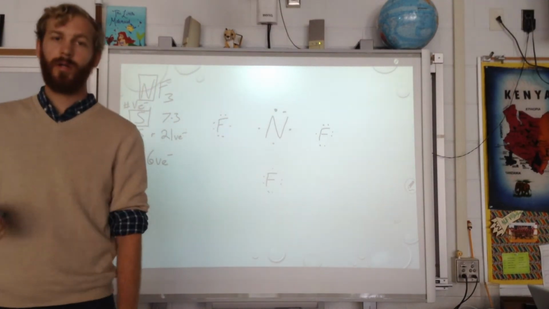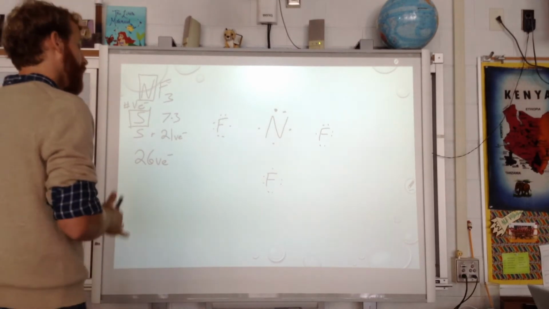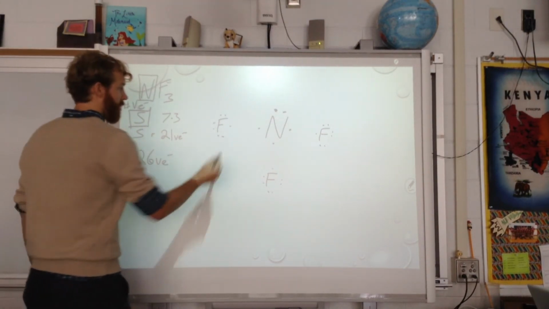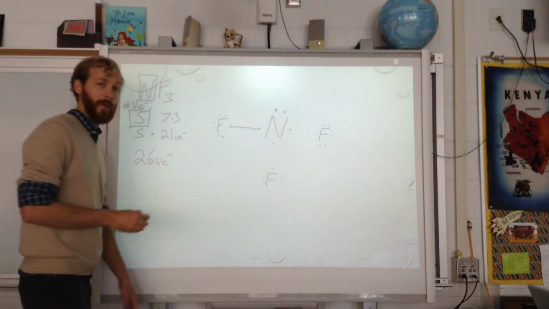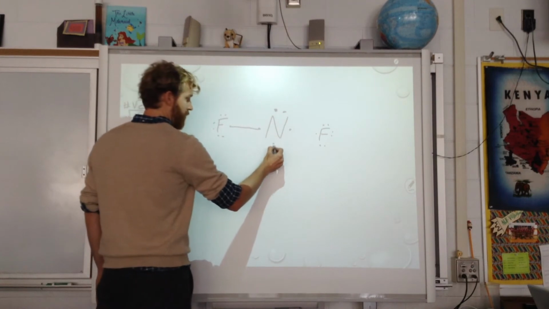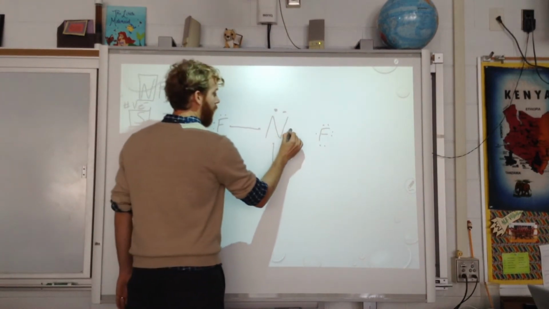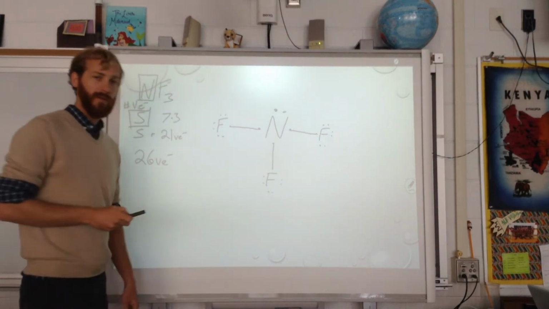So we have our valence electrons. Now we're going to connect the unpaired electrons. So this is an unpaired electron. It's going to connect with nitrogen's unpaired electron. These 2 electrons are going to form a pair, creating a bond. And these 2 are going to connect, forming a bond.